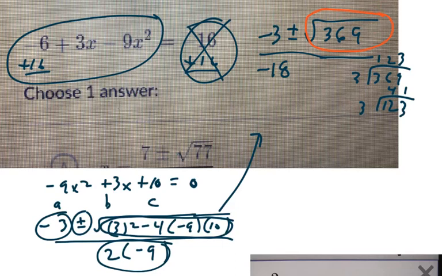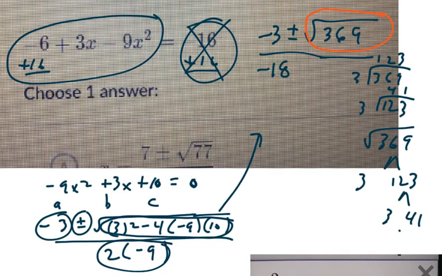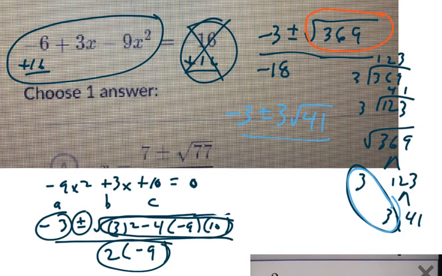So, does everyone agree that 369, let me show all my work here, the square root of 369 is 3 times 123, and 123 is 3 times 41. See how I have a pair of 3's there? Let me give myself some space here. So, I now know that I have negative 3 plus or minus with a pair of 3's. That means it's a regular 3, square root of 41 over negative 18.